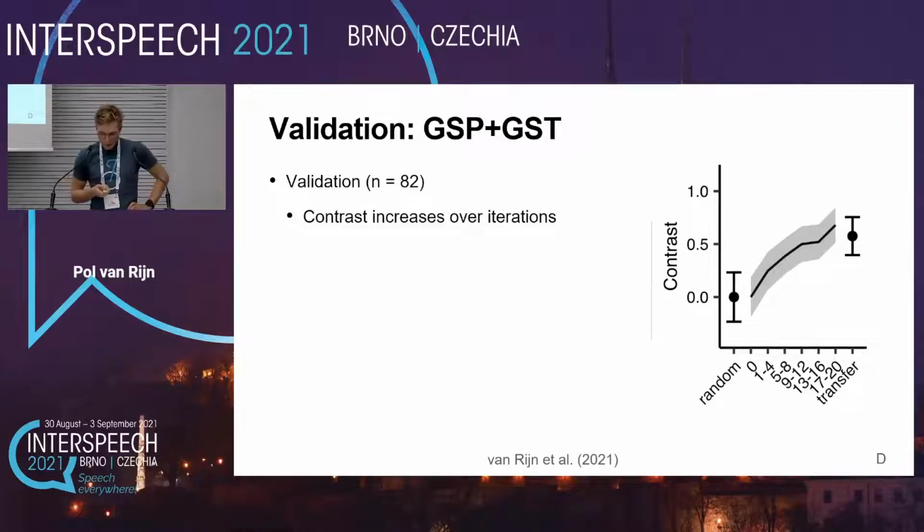We also obtained ratings for stimuli with randomized attention weights, as well as for the initial neutral recordings. They both have a contrast of around zero, which reflects the chance level. As we can see in the figure, the contrast steadily increases over the course of iterations. Above and beyond, the transferred prosody obtains a similarly high contrast as for the sentences the emotional prototype was developed for. So in our experiment, we obtained a similarly high contrast for transferred prosody.